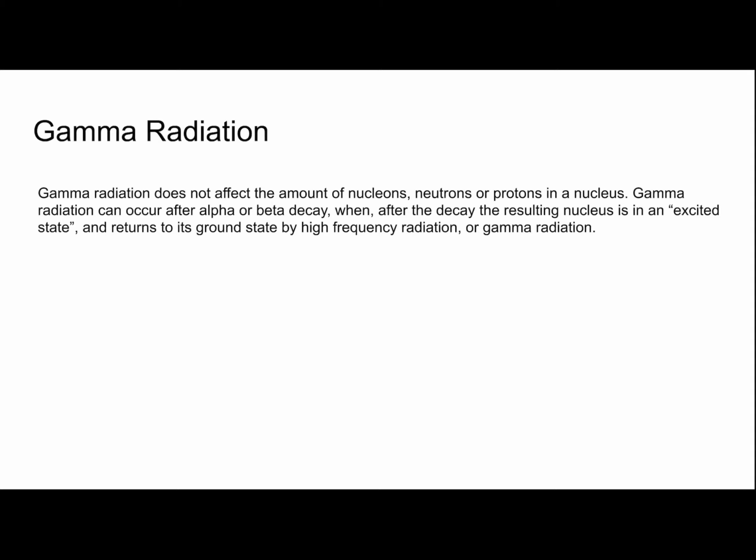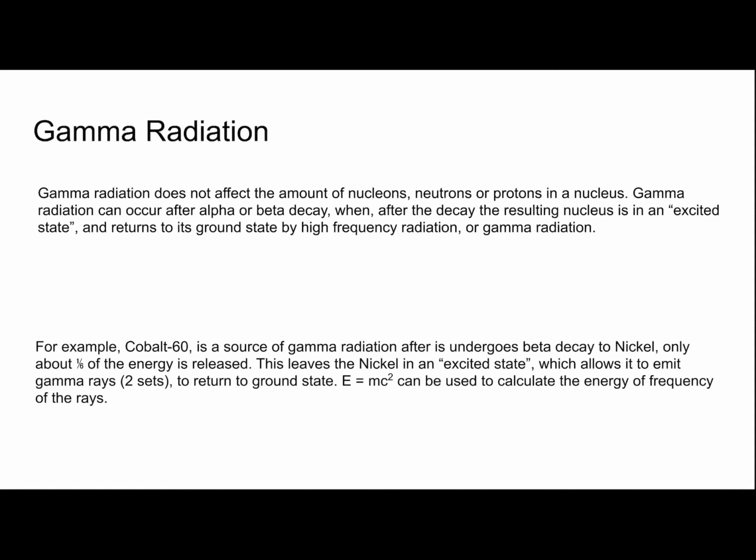Gamma radiation can occur after an alpha or beta decay. After the decay, the resulting nucleus is in an excited state, so it returns to its ground state, its resting state, by emitting high frequency radiation, or gamma radiation. So this can be just gamma radiation, in the form of high frequency photons.